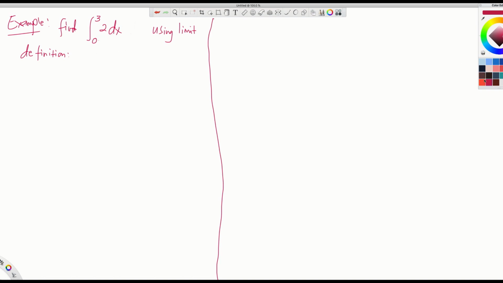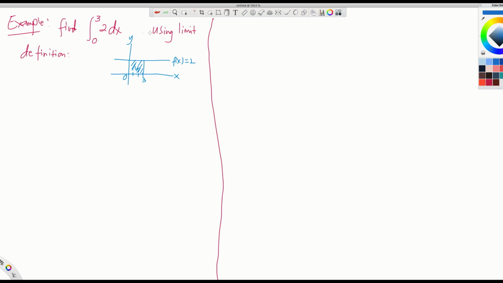Basically what it is asking, if you want to see the figure, then look at this. This is the x-axis and y-axis, right? The function is 2, okay? And you want to see between 0 and 3. So basically you want to find this area. You are trying to find the area between 0 and 3 under the curve f(x) equals 2.